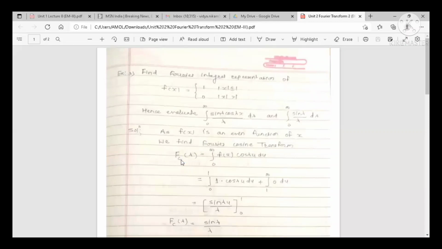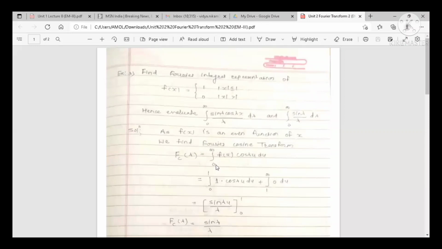F suffix c is for the cosine transform, and the formula to find the cosine transform is the integration from 0 to infinity of f of u cos lambda u du. Now, what is the function f of u? Actually, our function here is in terms of x. The variable x is used to define the function. You just replace x by u, and then you will get f of u. It is defined in two intervals, and the limits for a cosine transform are 0 to infinity.